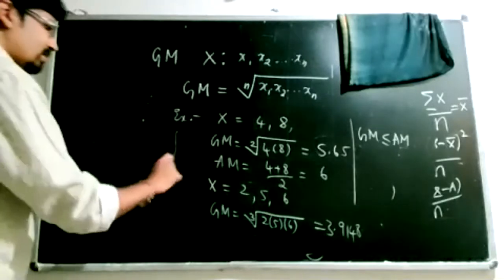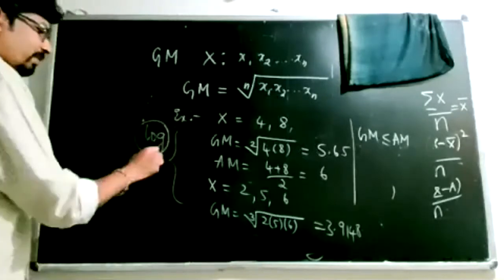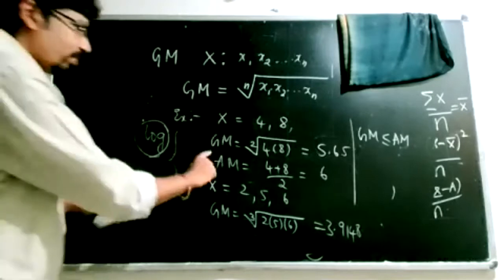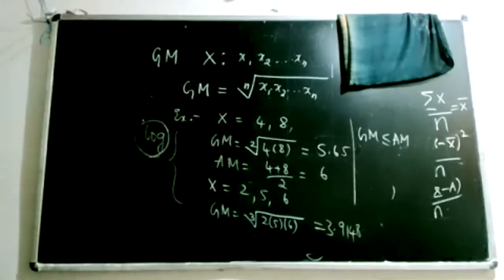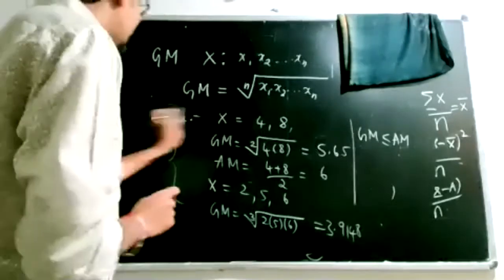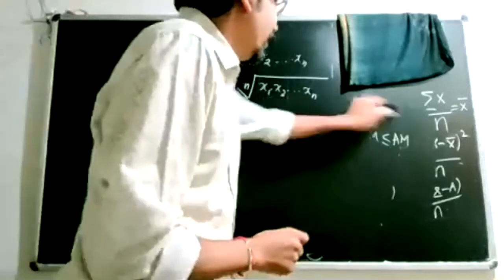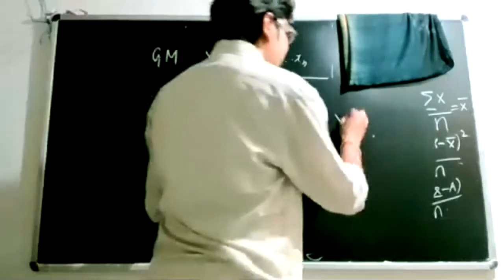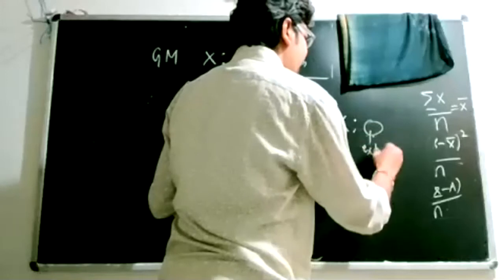So in order to simplify that, we use the concept of logarithms to simplify the formula of geometric mean, so that the value of geometric mean can be easily obtained. And we'll just understand the definition, and we'll see why do we need geometric mean when we already have arithmetic mean.